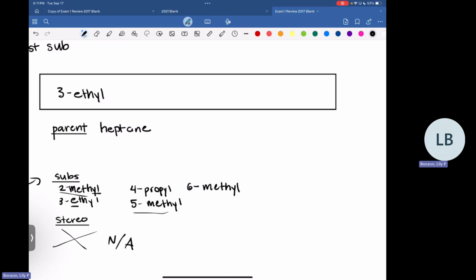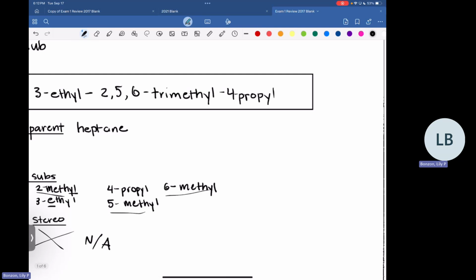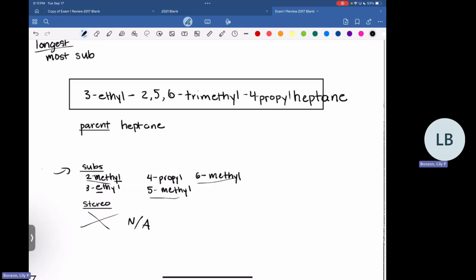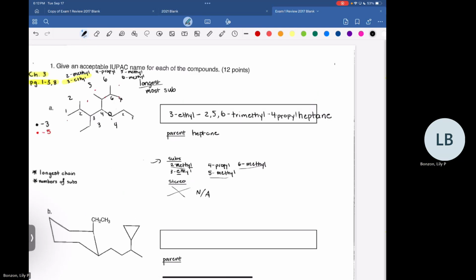And whenever you have multiple of the same substituent, so we have 3 methyl groups, remember your number prefix. However many there are, that's going to be that prefix. So first we're going to do the actual numbers that they're at: 2, 5, 6, and then since we have 3 methyls, it's going to be trimethyl. And then our last substituent is the 4-propyl. And that's all our substituents, so we just put the parent name at the end. You don't need to put a space or a dash between the last substituent and the parent name. You just throw it on at the end. So we have 3-ethyl, 2,5,6-trimethyl, and 4-propylheptane. Any questions on that one?